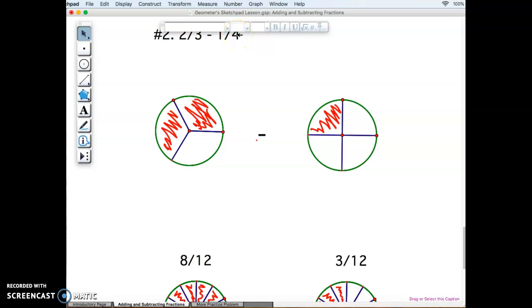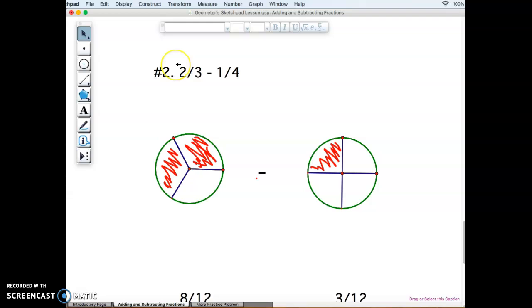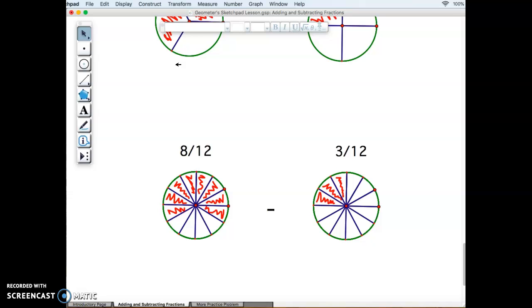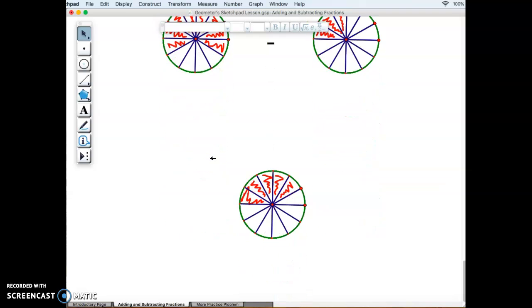You simply multiply each number by that opposite number. So the numerator for 2/3 is going to be multiplied by 4, and for 1/4, that numerator 1 is going to be multiplied by 3. So we get 8/12 minus 3/12. So what does that equal? 5/12.